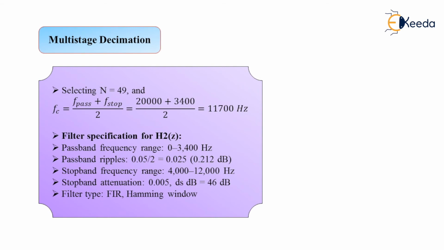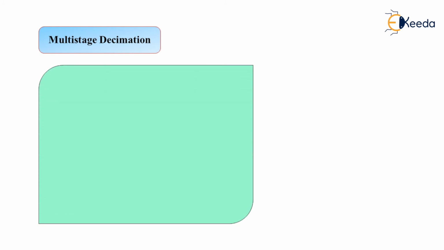And again the filter type will be the finite impulse response FIR filter along with the use of the Hamming window. Now in this concern, delta F, as we know the formulation, is equal to F stop minus F pass divided by Fs further multiplied by M1. So here we have 4,000 minus 3,400 divided by 24,000. So the value comes to 0.025.